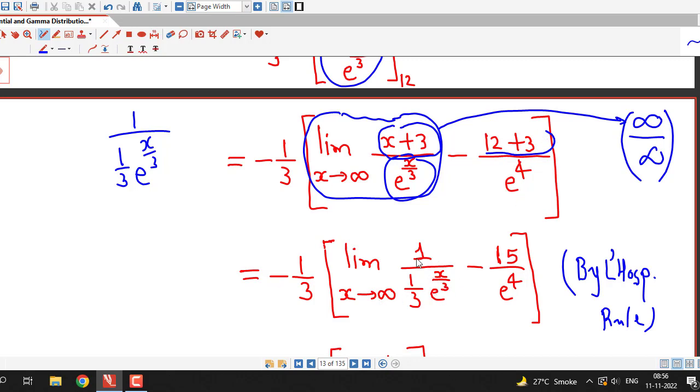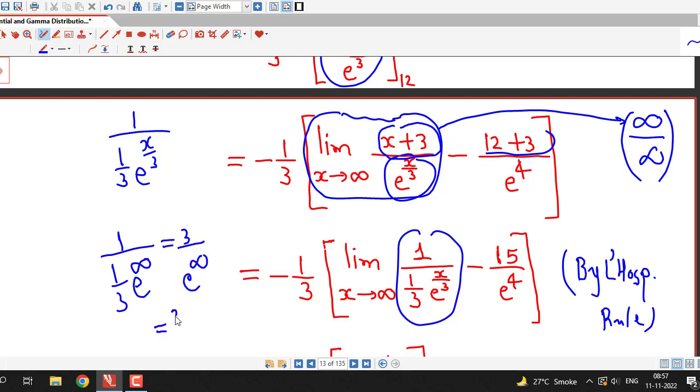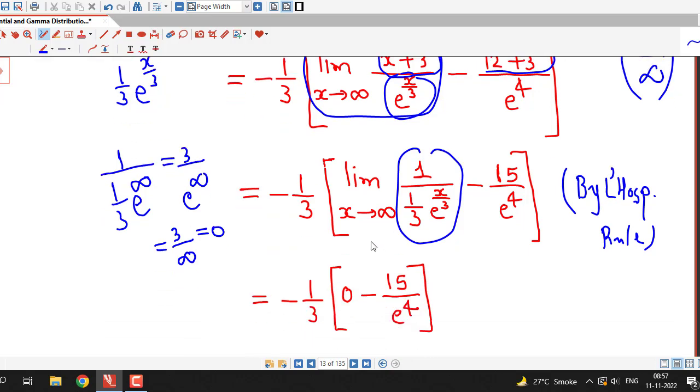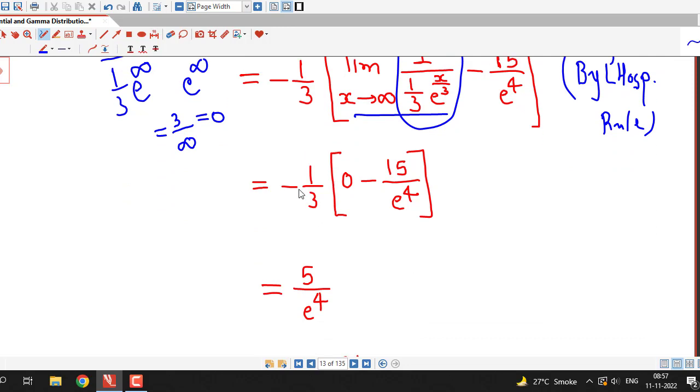Now if we take x tending to infinity in this term, we will have 1 over 1 by 3 e raised to infinity by 3, that is e raised to infinity, and this becomes 3 divided by e raised to infinity. E raised to infinity is infinity, so we have 3 over infinity, that becomes 0. So in the next step this is 0 minus 15 divided by e raised to 4. Now we can multiply this: minus 1 by 3 times minus 15 divided by e raised to 4.